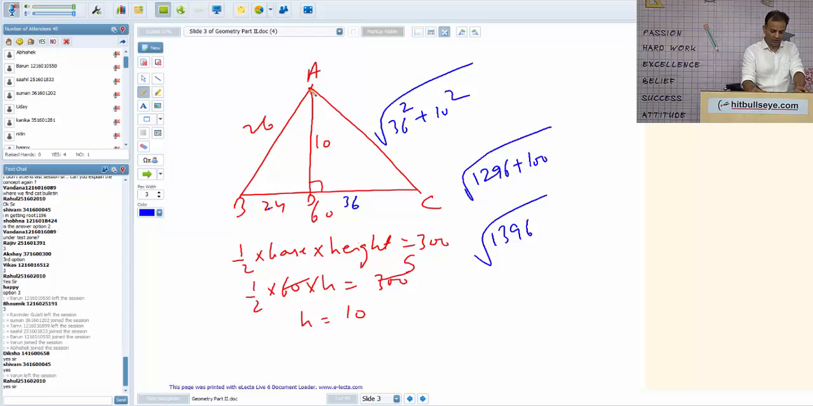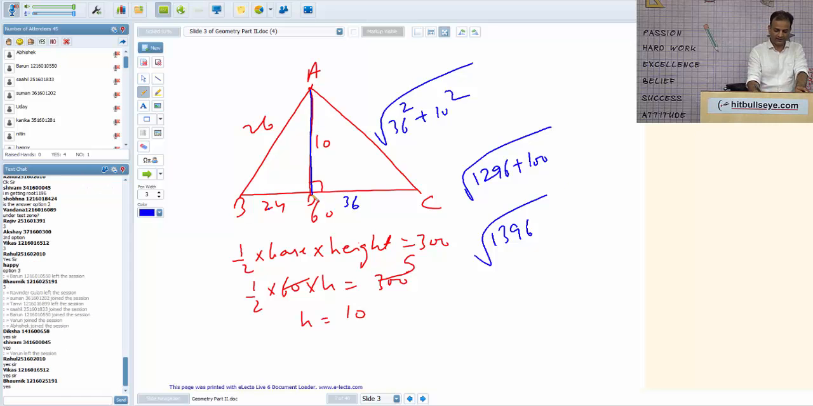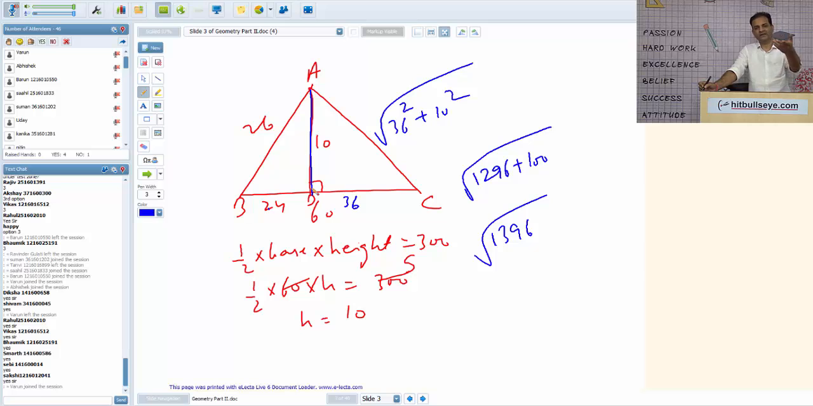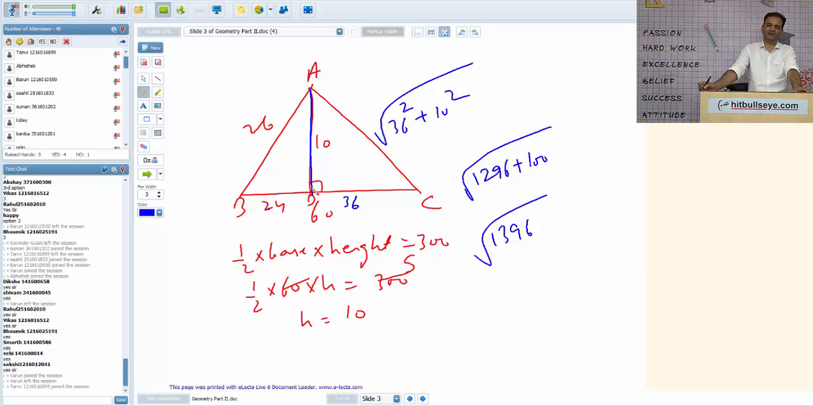So from the vertex, draw a perpendicular, and then you can see you can make a triplet: 26, 10, 26, 24, and the other side will be 36. Otherwise, if you take the third side as x, it will be very lengthy. Heron's formula in terms of x, and then you have to solve.